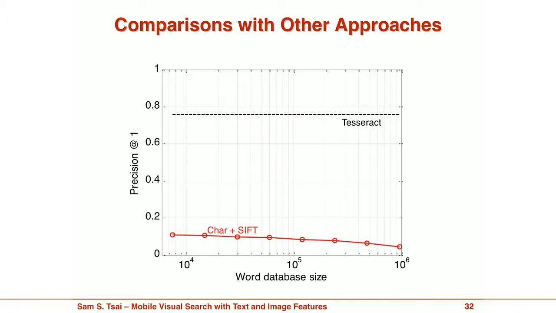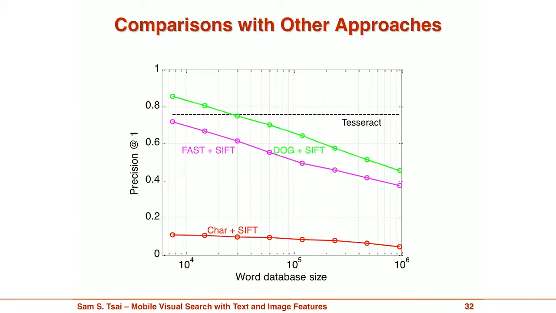At the bottom is the character SIFT approach, where you extract a SIFT descriptor from every character location. Because of its small amount of features, the performance is not that good. Using FAST interest points with SIFT descriptors, we can get a much better performance. However, as the database size grows, the performance drops quite a bit. Difference of Gaussian interest points with SIFT descriptors perform better than FAST. However, the trend is similar.